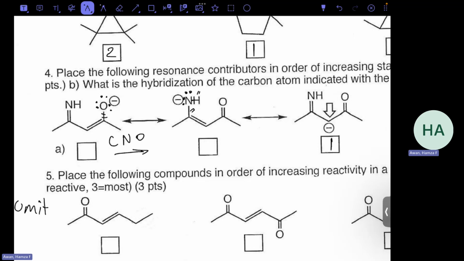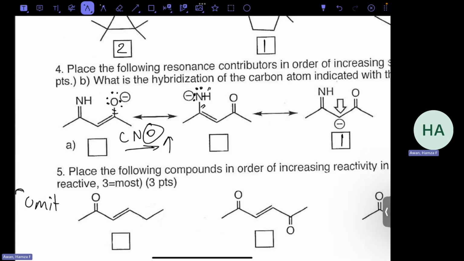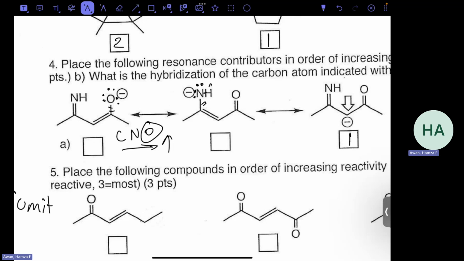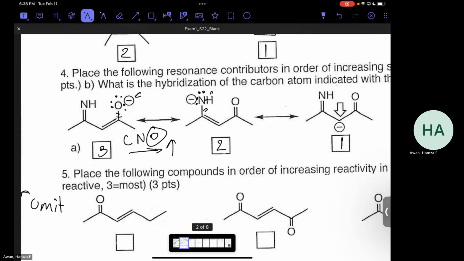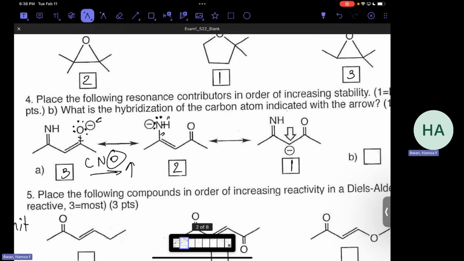But electronegativity goes towards the right and then towards the top as a periodic trend, right? So between nitrogen and oxygen, oxygen is going to be the more electronegative atom, right? And because of that, it's more comfortable carrying the negative charge than the nitrogen is. So we want this negative charge to be on the oxygen, which makes the oxygen one the most stable resonance contributor, and the nitrogen the second most. So that's going to be our numbering for the resonance contributors, and then the hybridization of the carbon atom.